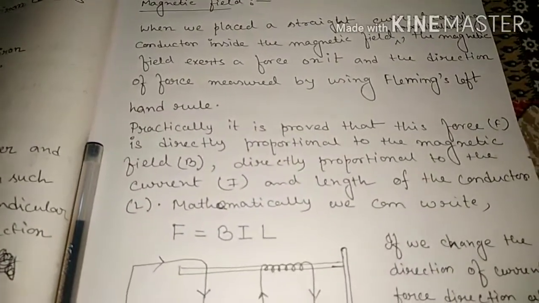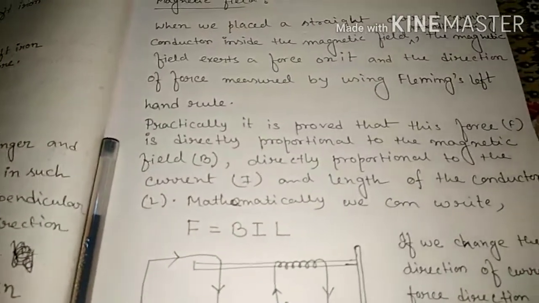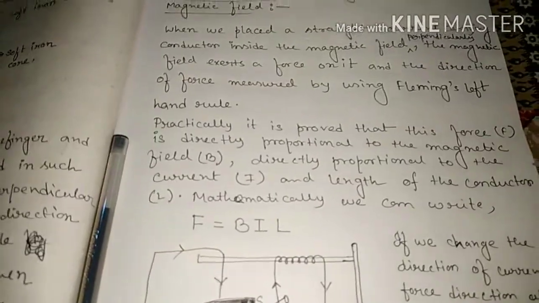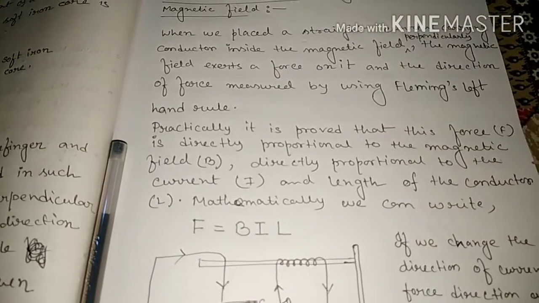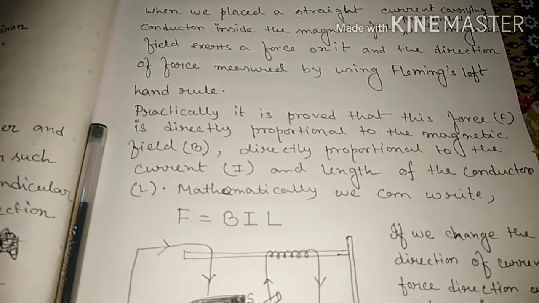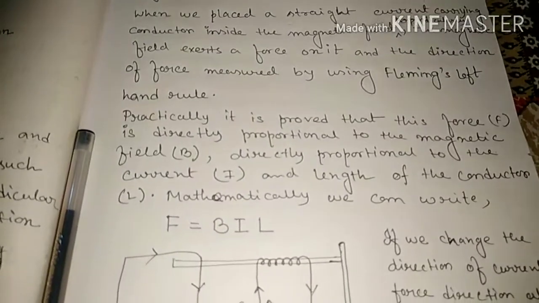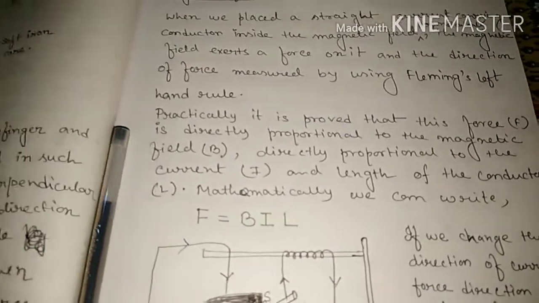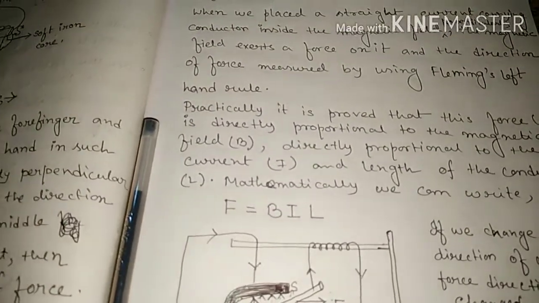I is the current and L is the length of the conductor. So we can say that whatever the force exerted on the conductor is directly proportional to the magnetic field, current and the length of the conductor. If we increase the magnetic field, the magnitude of the force also increases. If we increase the magnitude of the current, the force also increases. If we increase the length of the conductor, the force also increases.